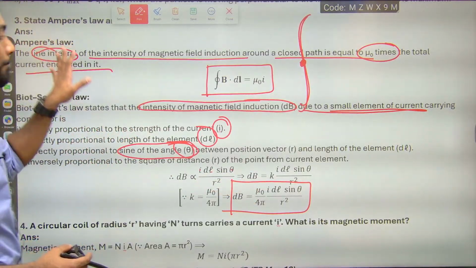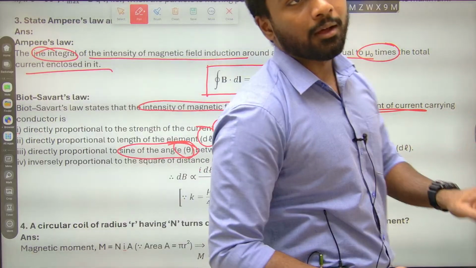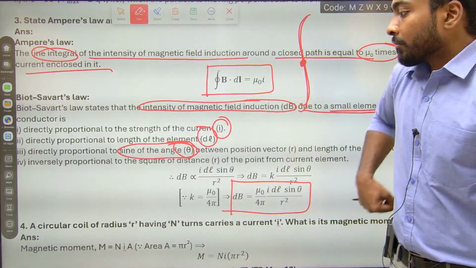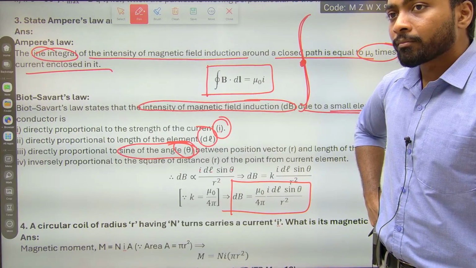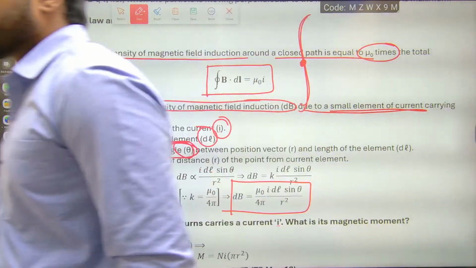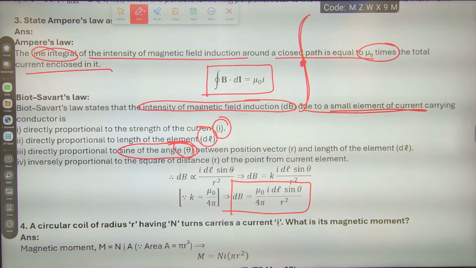So this is about Ampere's law and the Biot-Savart law, right? Once you have completed, we can go for the next questions. Okay guys, the next question.